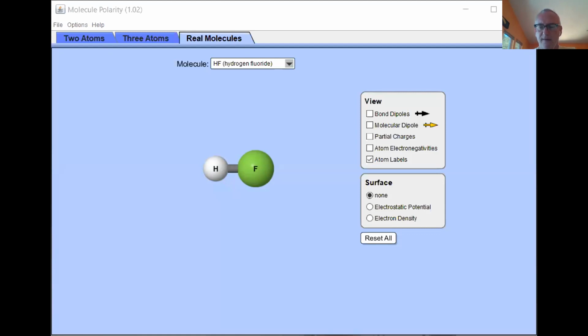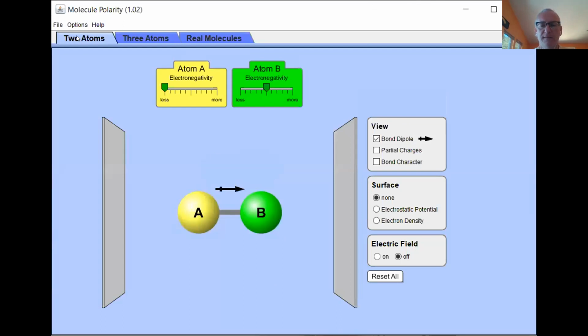This is a pain. All right, can everyone see my screen with the application on it? Yes. Okay, good, because I couldn't for a while. All right, fine. So I'm going to go to 2 atoms.